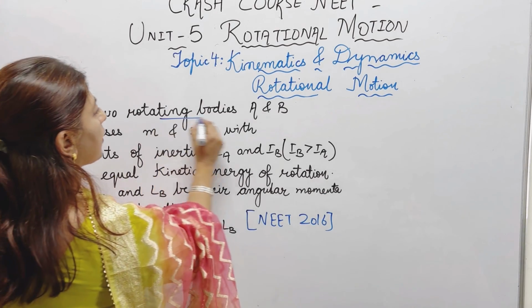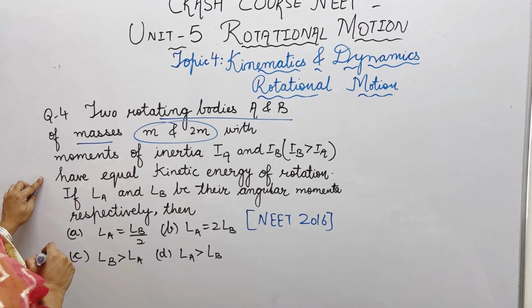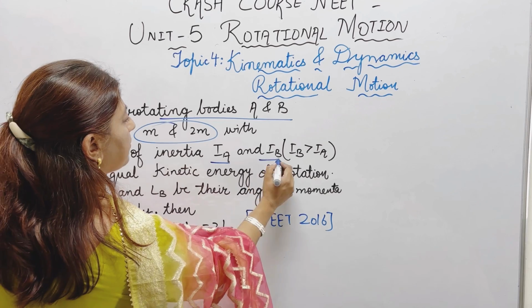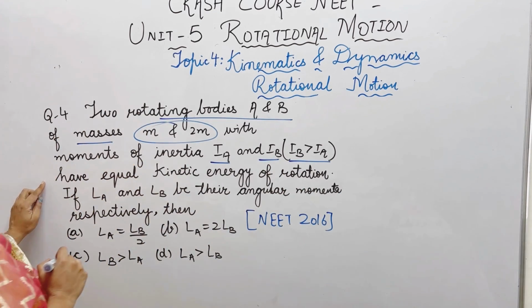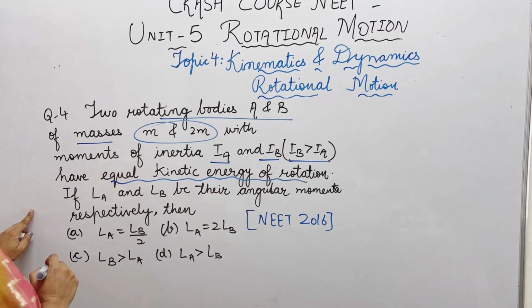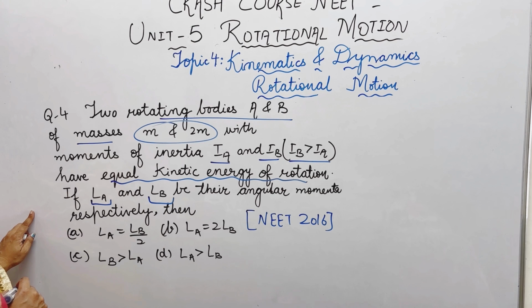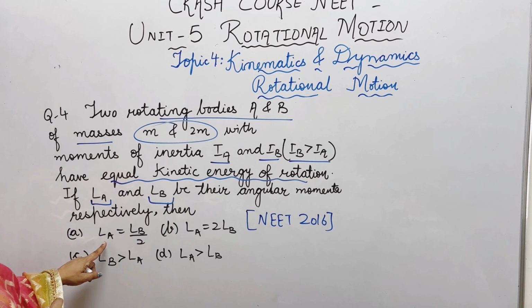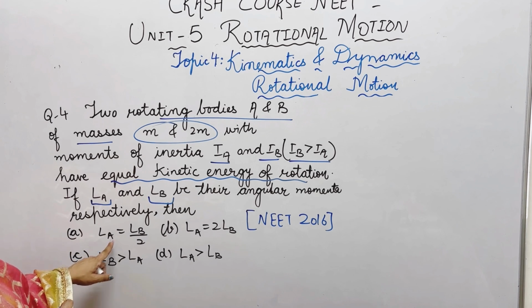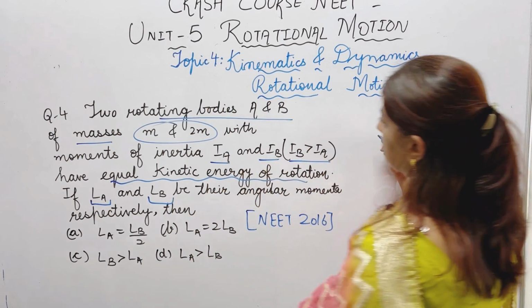Two rotating bodies A and B of masses m and 2m with moments of inertia IA and IB, where IB is greater than IA, have equal kinetic energy of rotation. Let LA and LB be their angular momenta respectively. Then four options have been given for the relation between the angular momenta of body A and body B. This question has come in NEET 2016.